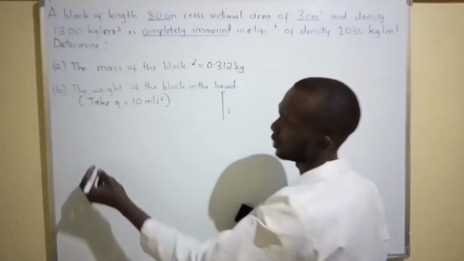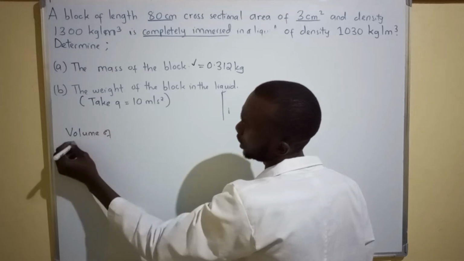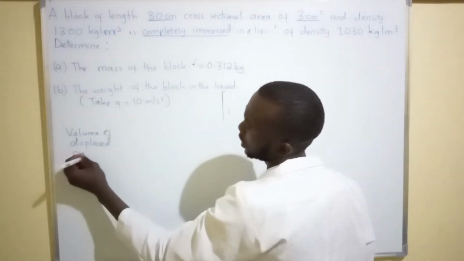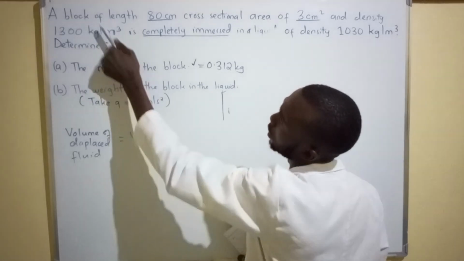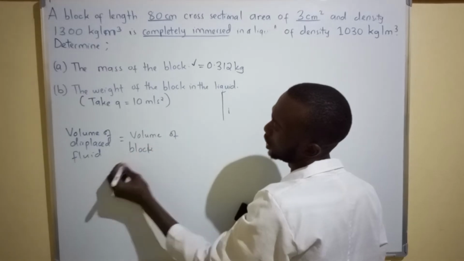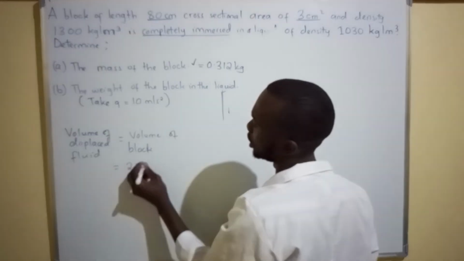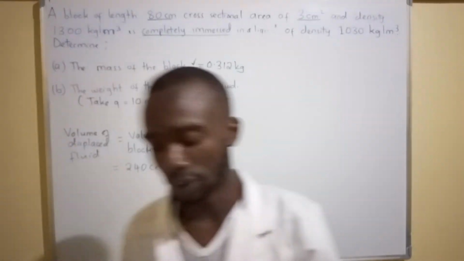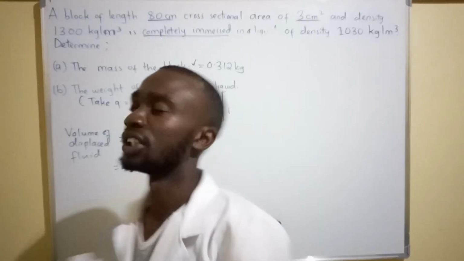I say now, part B, the volume of displaced fluid is equivalent to the volume of the block. This is equal to 240 centimeters cube. Now that is the volume of the displaced fluid. So you have the volume of the displaced fluid, and the density of the displaced fluid. Now we can get the mass of the displaced fluid.